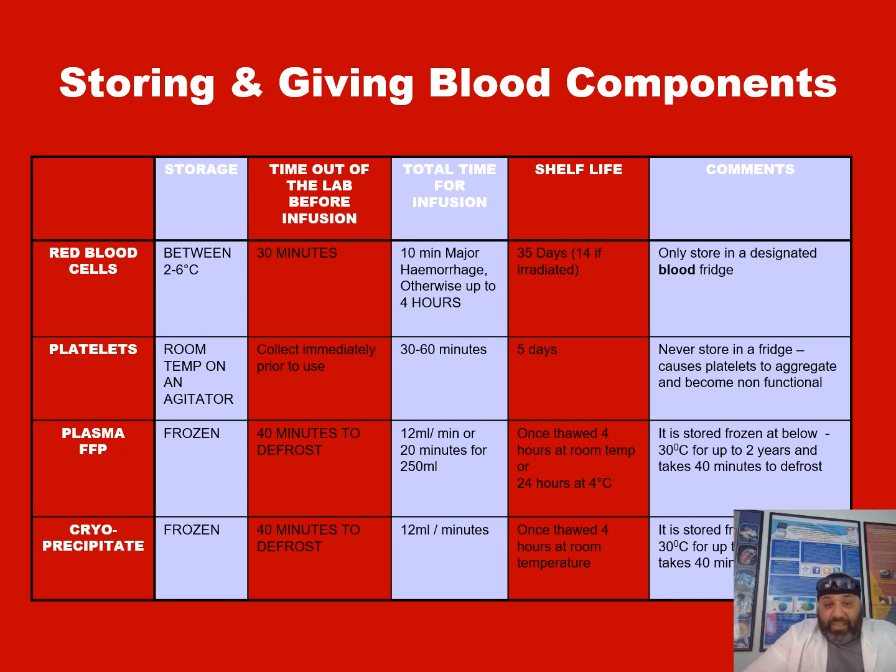And the total time for infusion, if there was a request for someone who needs cryoprecipitate, should be around 12 milliliters per minute, so 12 mils per minute. And once thawed out, it can be left at room temperature for a maximum of 4 hours.